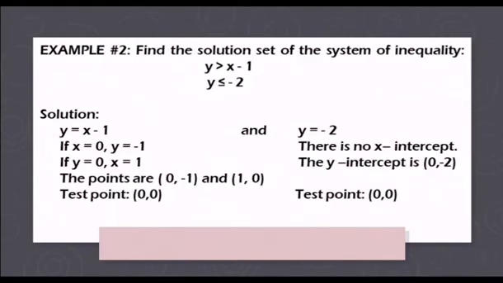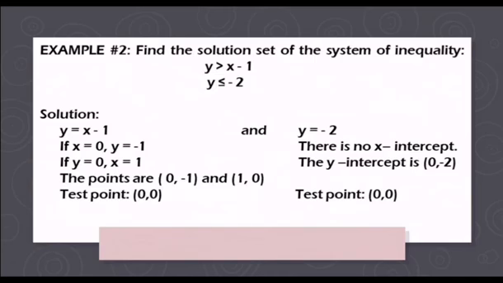Example number 2. Find the solution set of the system of inequality y is greater than x - 1 and y is less than or equal to -2. Solution. So the 2 points for the first inequality, when changed into equation, we have y = x - 1. The points are (0, -1) and (1, 0), which are the y and x intercepts.